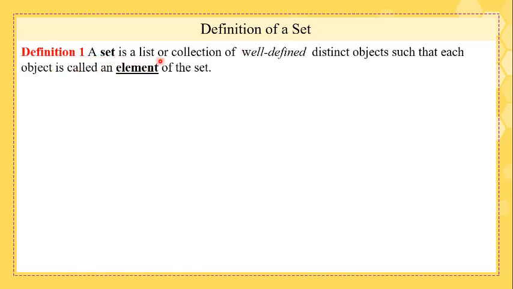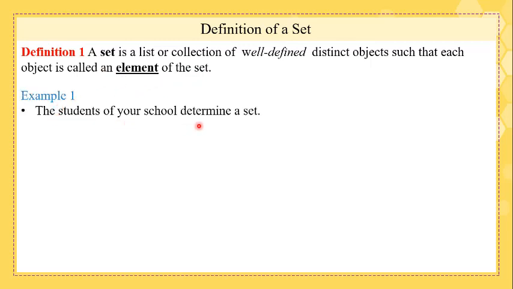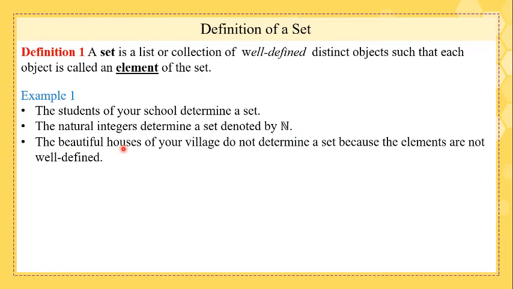Definition of a set. A set is a list or collection of well-defined distinct objects, such that each object is called an element of the set. Example 1. The students of your school determine a set. The natural integers determine a set denoted by N. The beautiful houses of your village do not determine a set, because maybe to me they are beautiful, and to you they are not beautiful, because the elements are not well defined.